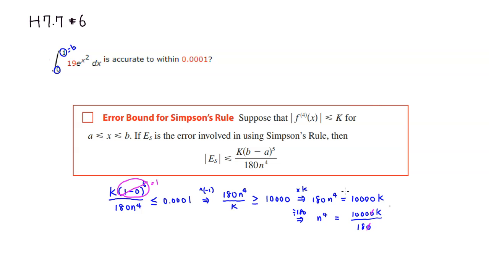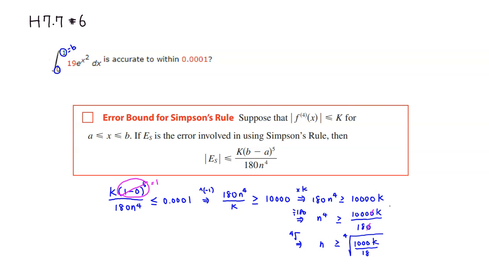All right, then I'm going to take the fourth root. Actually, sorry, I changed that to equality, which I shouldn't. So this is going to be greater than or equal to, and greater than or equal to. Then we are going to take the fourth root of both sides. So n has to be greater than or equal to the fourth root of 1000k over 18.